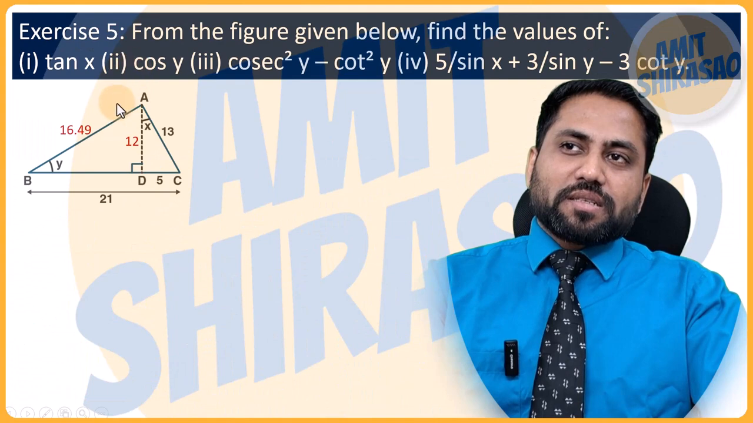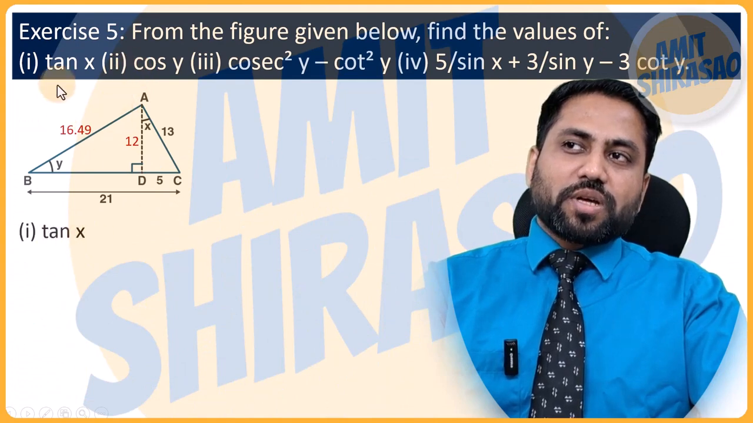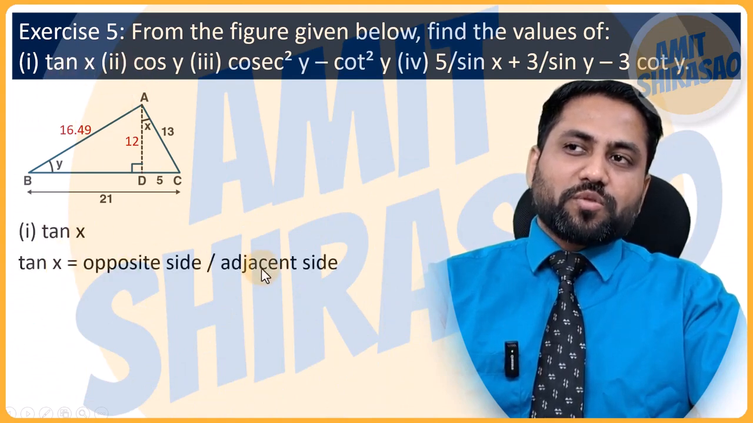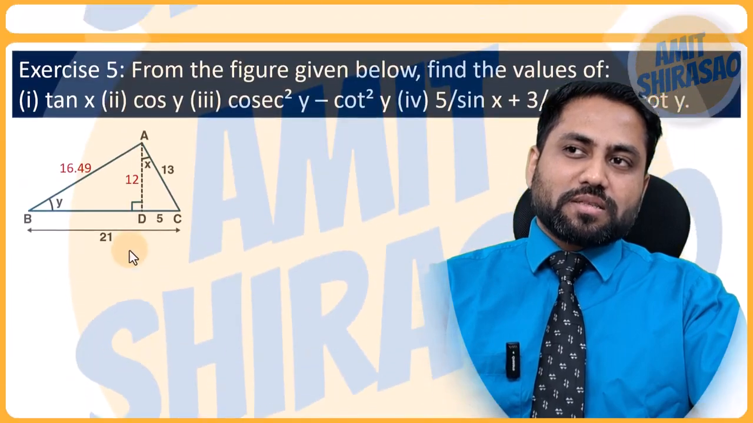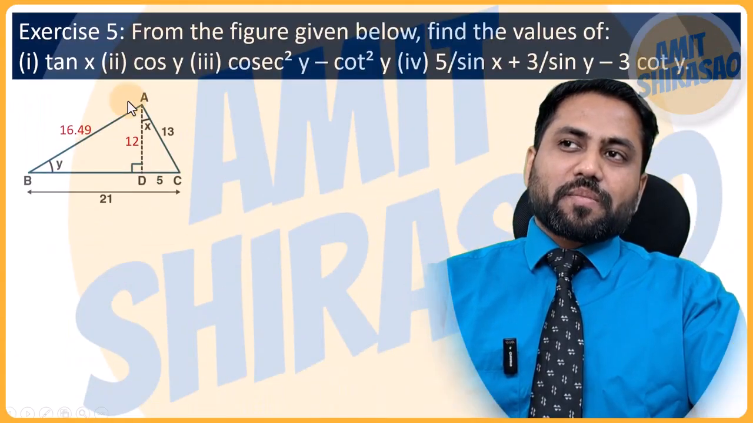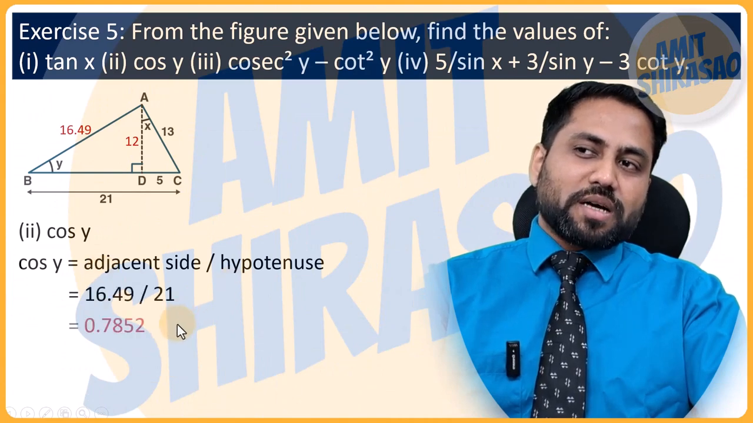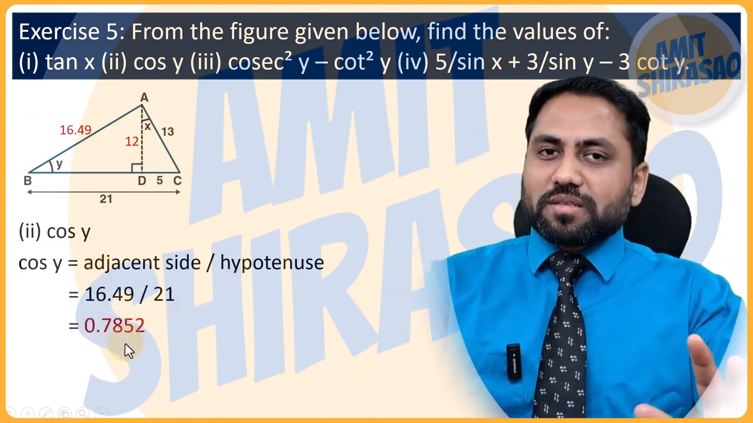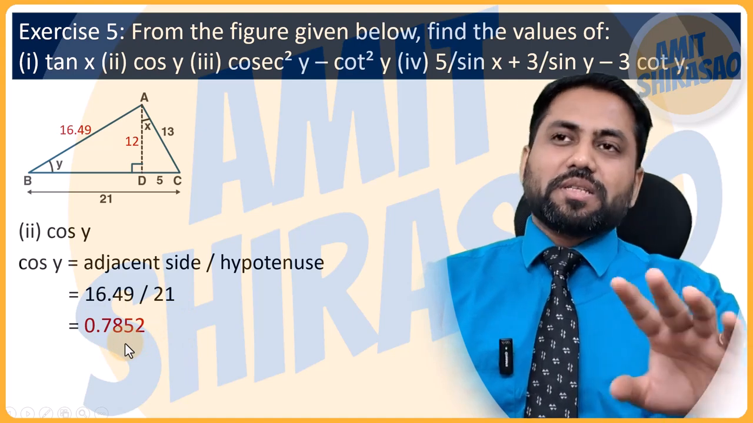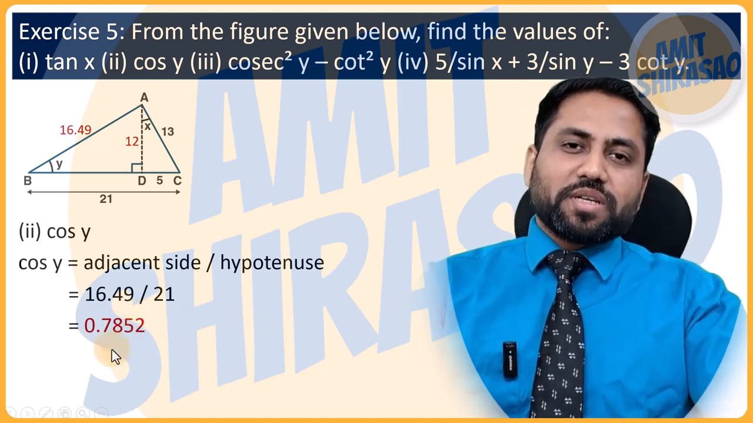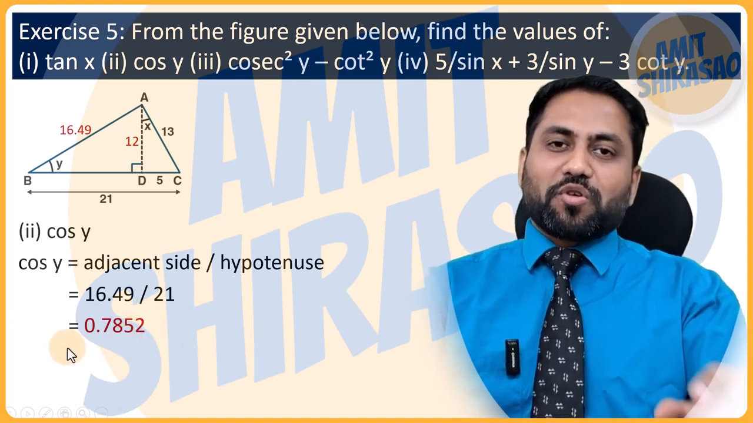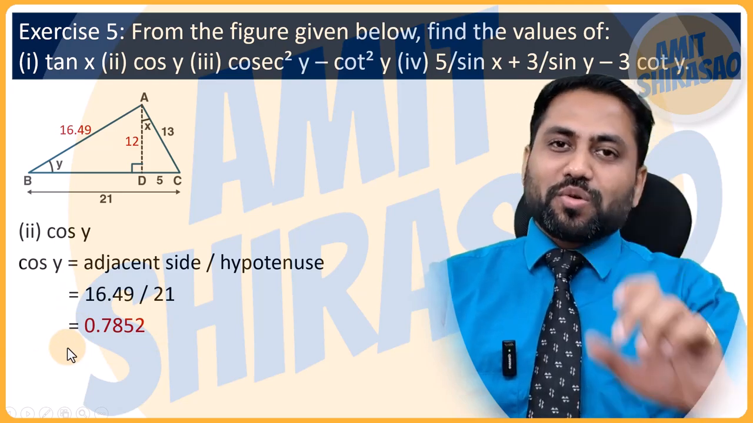Now after that, you calculate the first value. It is opposite upon adjacent, so whatever the values are, that is the answer. Then cos y. Cos y will have adjacent upon hypotenuse, so this is the answer. That's why I said the answer is not very pretty in this case. Purposely I gave non-pretty answers. So it is 0.78 something. It's not a whole number.